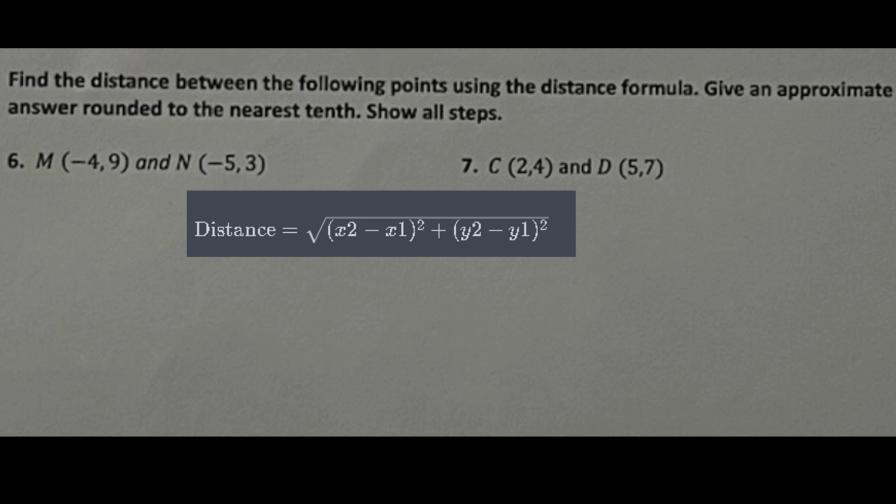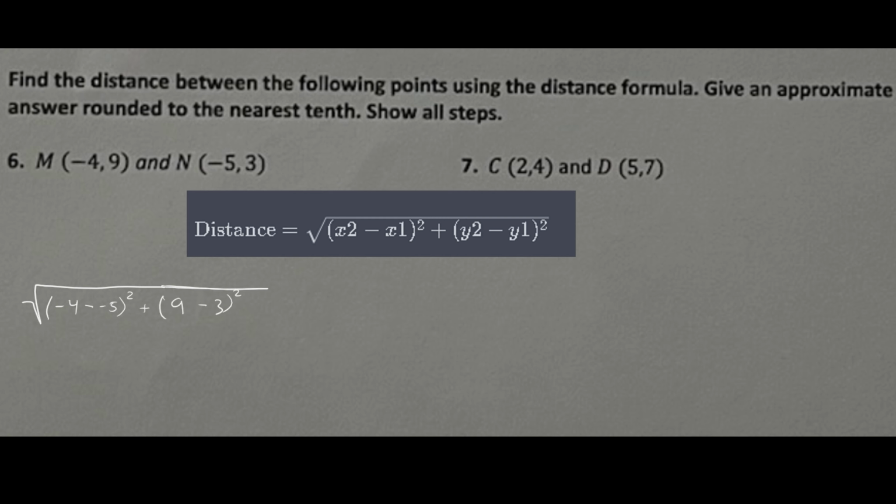x2 or x1 can be whichever, m or n. You just got to stay consistent with the y value as well. So if we plug it in, let's use our first one as our x2. So inside of here, we would have -4 minus -5, and this is all squared, plus our y2, so we'll use 9, minus our y1, which is 3, and all of this is squared.